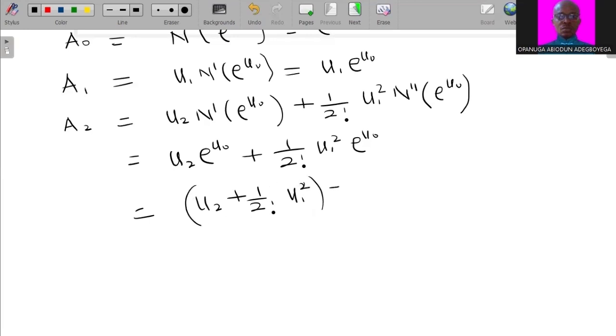So these are the various applications of this expression to calculate Adomian polynomials for nonlinear terms.